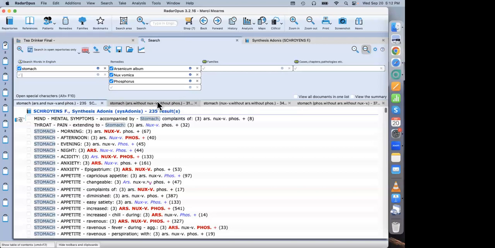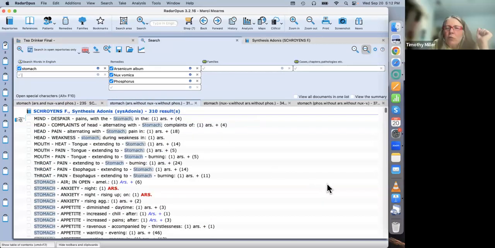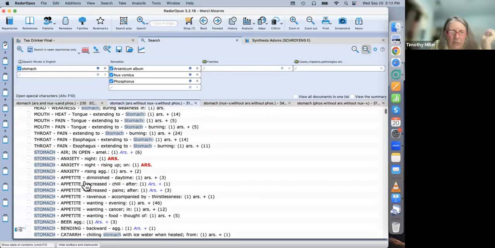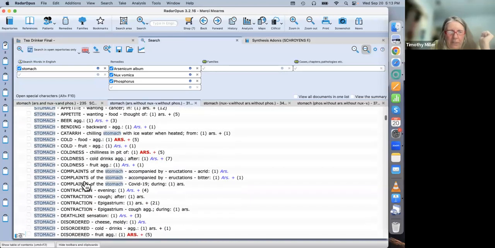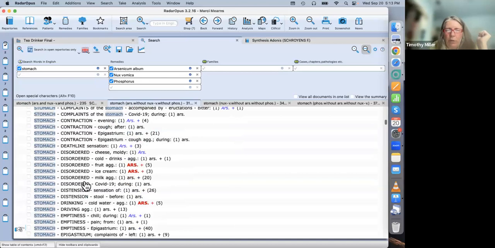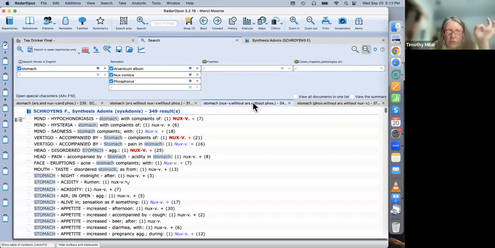Now, here are the arsenicum ones exclusively, without phosphorus or nux. And I've got 310. So now I can look down here and I can see what's happening. Look at the coldness, the complaints with the coldness, and so on and so forth. Here are my nux symptoms, exclusively nux, that have nothing in common with arsenicum or phosphorus.